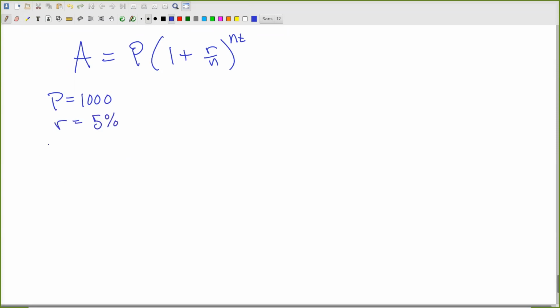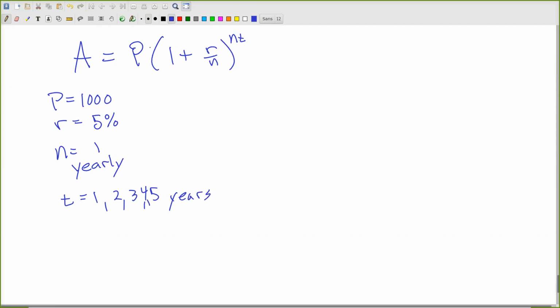So I've got my formula where A is P times (1 plus R over N) to the power NT. And the situation I'm looking at is my P is $1,000 to start with. My rate is going to be 5% APR. My N is going to be 1 because I'm only getting interest yearly. And then as far as T goes, I'm making a table where T is going to be 1, and then 2, and then 3, and then 4, and then 5 years.